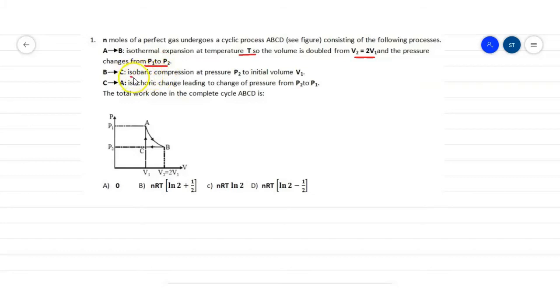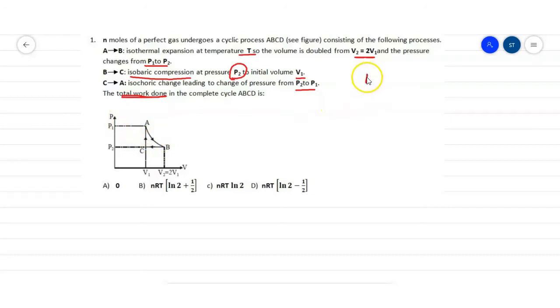B to C is an isobaric compression at pressure P2 and initial volume V1. And C to A is an isochoric change leading to change in pressure from P2 to P1. We can see this diagram here. We have to calculate the total work done in this cyclic process. Let us see step by step.